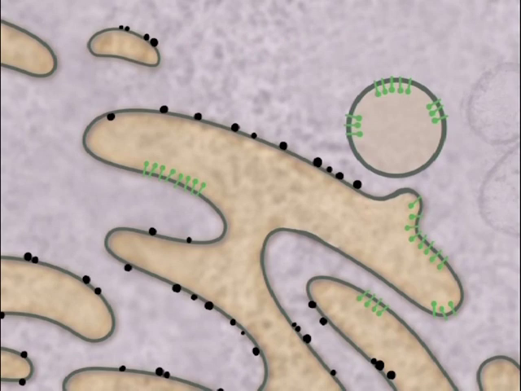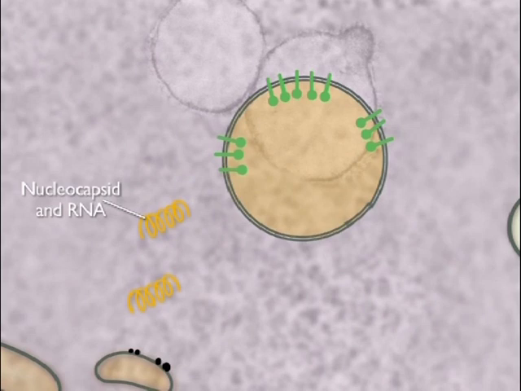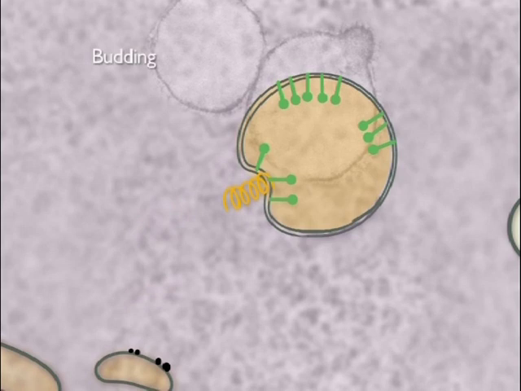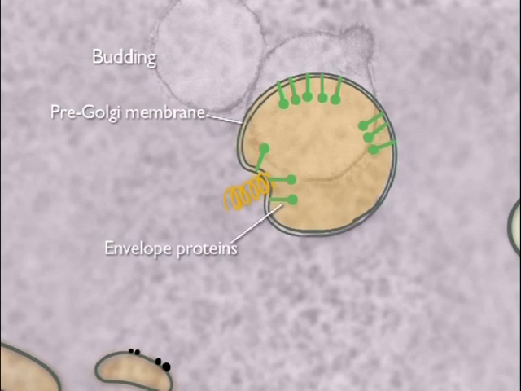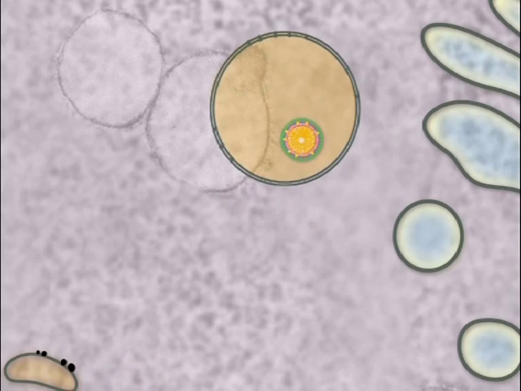In the meantime, the newly made genome RNA is encapsidated by the nucleocapsid protein. During budding, the nucleocapsid interacts with the envelope proteins, which are still in pre-Golgi membranes. As a result, while wrapping itself in a piece of the host cell's membrane, the nucleocapsid buds into the lumen of the exocytic pathway to become enveloped.